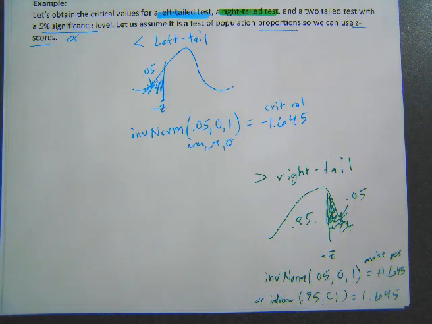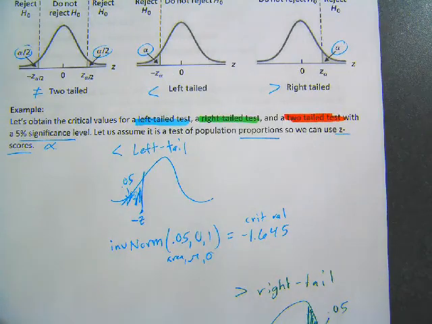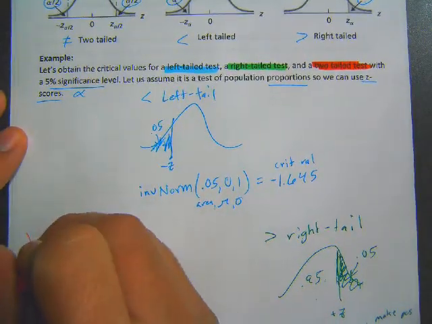Okay, one more to do. So let's do the two-tailed. So I want to do a two-tailed test. So I'm going to have two tails now. I'm going to draw my region. So two-tailed.